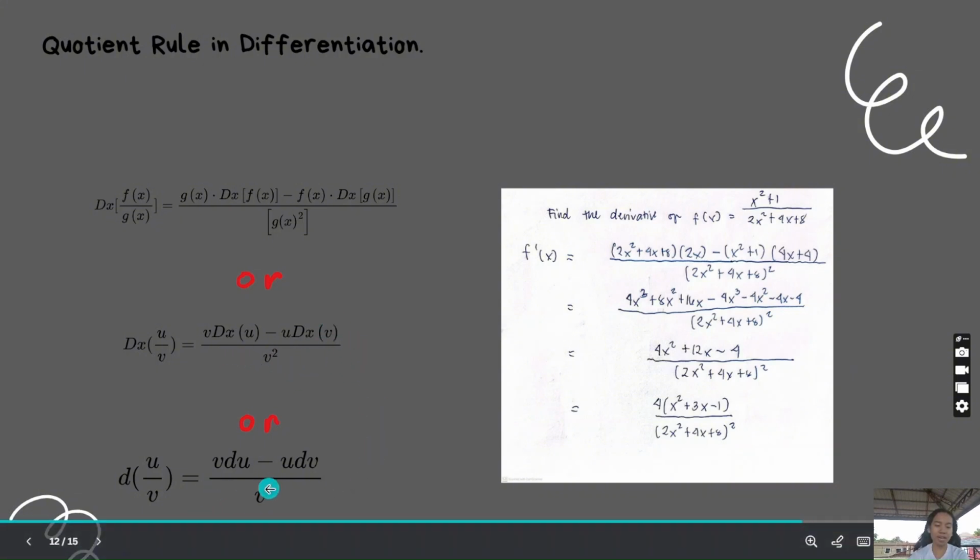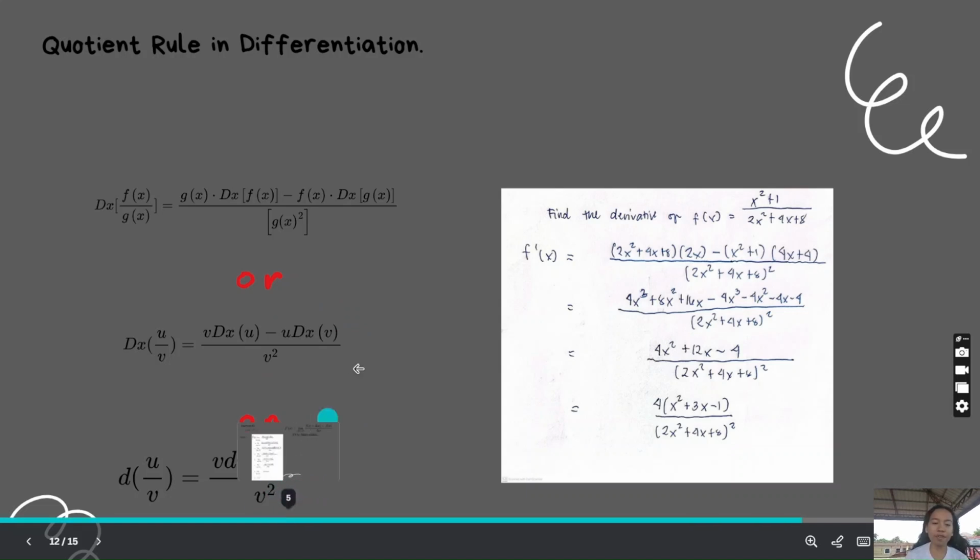And then also here, it's just the same thing. It is given by d of u over v is equal to v du minus u dv all over v squared.